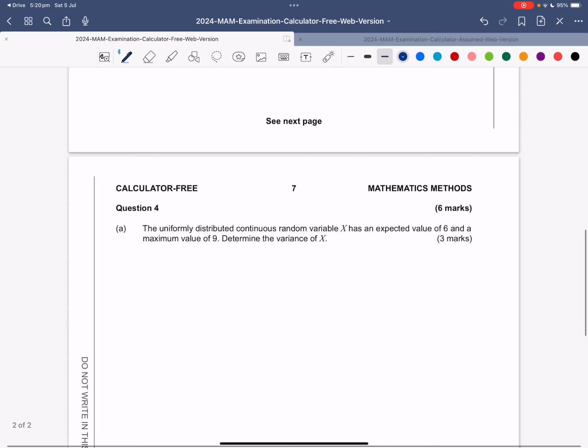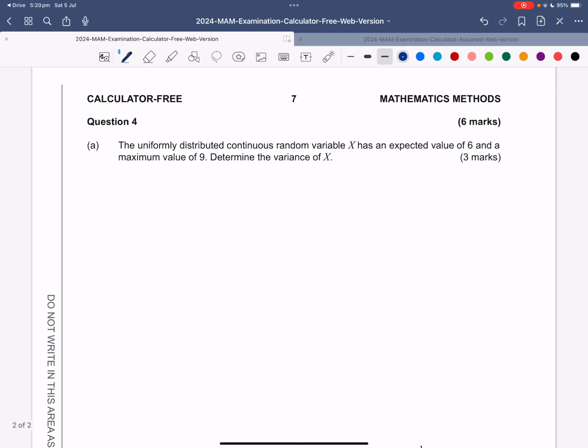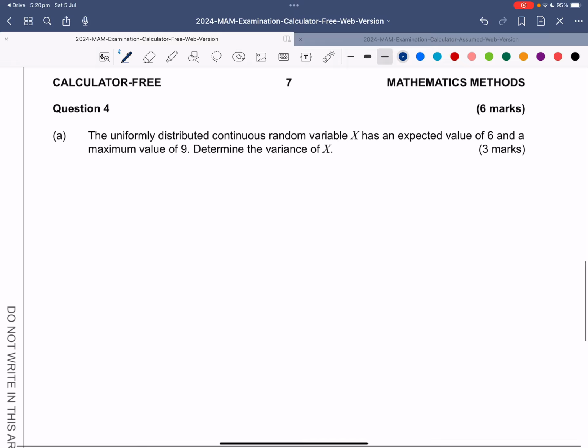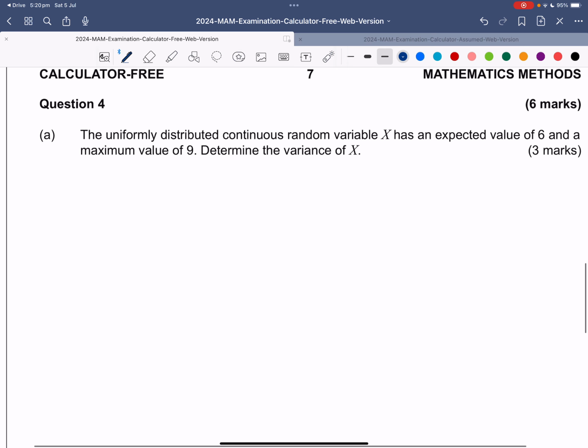All right, question 4.6, part A. The uniform distribution continuous random variable, so this is a uniformly distributed CRV, has an expected value of 6 and a maximum value of 9. Determine the variance of x. Now, first things first, what is a uniformly distributed continuous random variable? It pretty much means this.